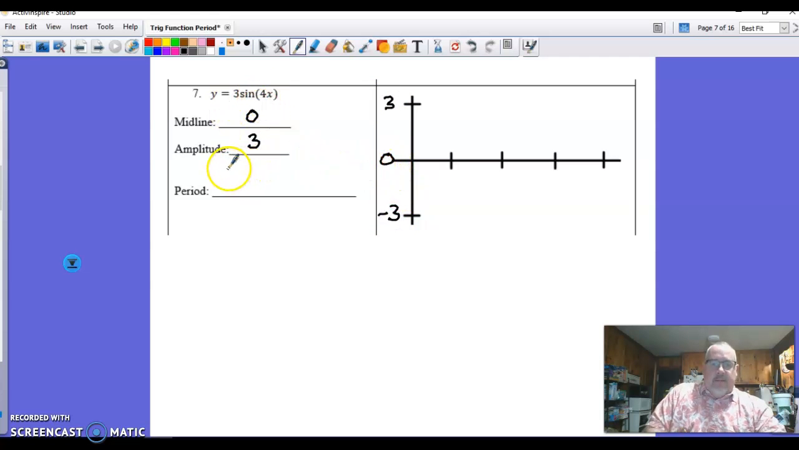And the period this time would be 2 pi over, or divided by, not a fraction, so just put it over 4 and then reduce. 2 pi over 4 is the same as pi over 2. So if this is pi over 2, half of that, just double the denominator, pi over 4. Half of pi over 4 is pi over 8. That's 1 pi over 8, 2 pi over 8, 3 pi over 8.